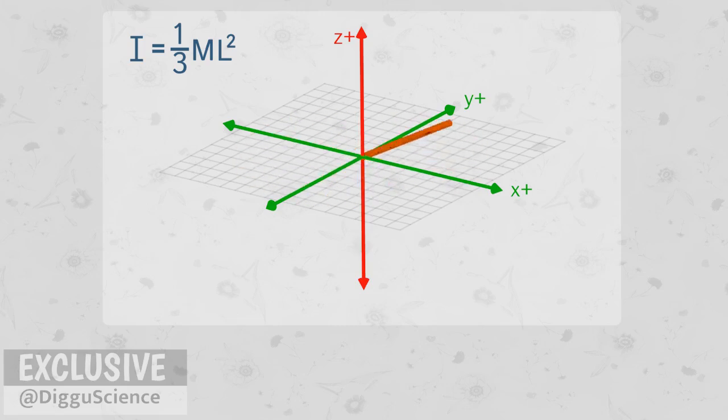To summarize, in the Riemann sum method, a rigid body can be considered as a collection of discrete particles.